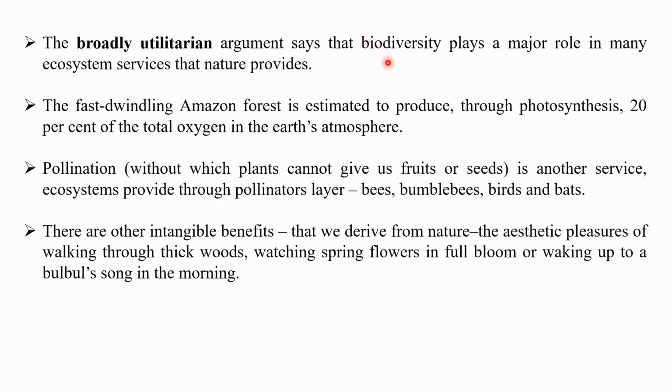The broadly utilitarian argument says that biodiversity plays a major role in many ecosystem services that nature provides. The fast dwindling Amazon forest is estimated to produce through photosynthesis 20% of the total oxygen in the Earth's atmosphere. Then there is pollination, without which the plants cannot give us fruits or seeds. The ecosystem provides this through pollinators like bees, bumblebees, birds, and bats. And there are other intangible benefits that we derive from nature, the aesthetic pleasure. When we walk through thick forests, we feel that aesthetic pleasure, watching spring flowers in full bloom or waking up to a bulbul singing in the morning.